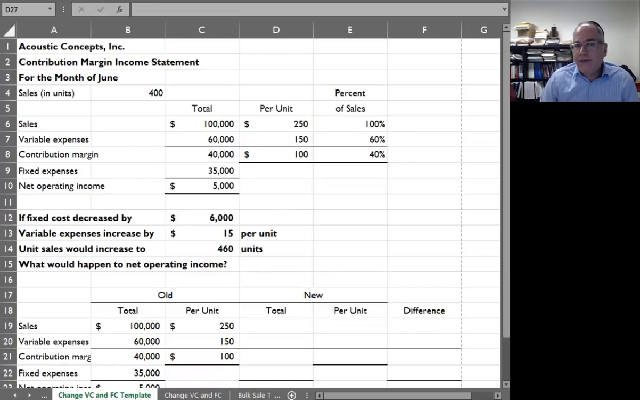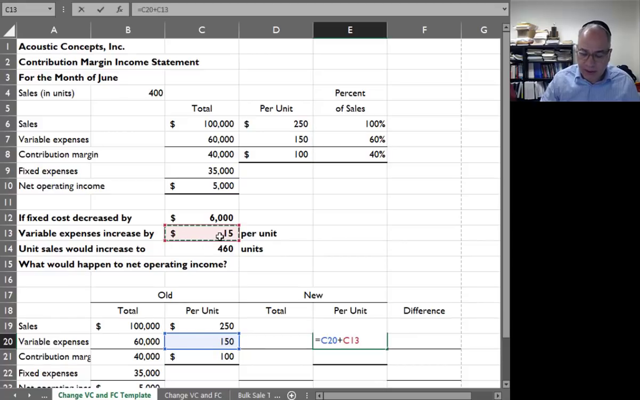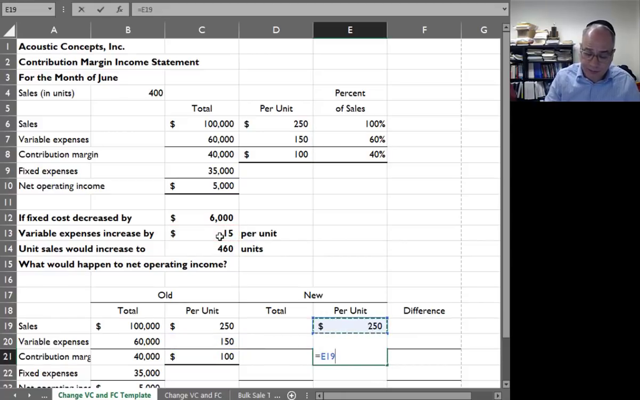So what if fixed costs decreased by $6,000, variable costs increased by $15 a unit, and unit sales increased to 460 units? What would happen to net operating income? Okay, so sales price is going to be the same, $250. Variable expense is going to be $150 plus 15, or $165. So your contribution margin per unit is going to be $85.